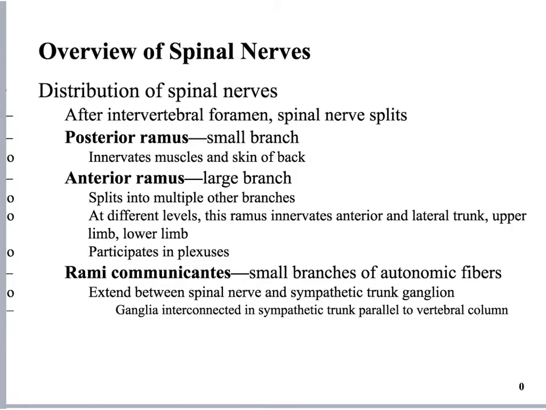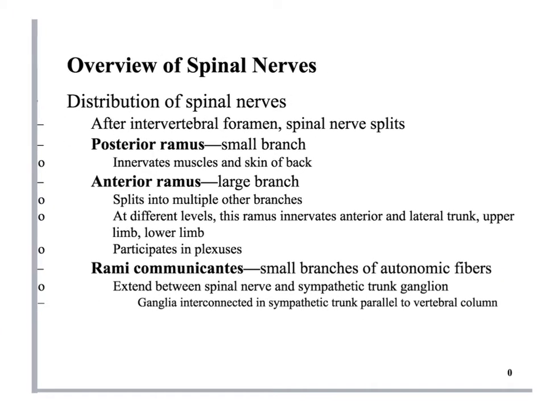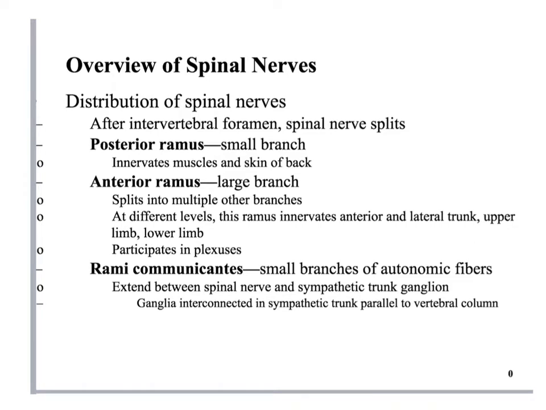Okay, so we talked about the different parts. So let's talk about the spinal nerves. After the dorsal root comes together with the posterior and anterior root, it splits again. So then part of the spinal nerve goes to the posterior and the other part goes to the anterior.